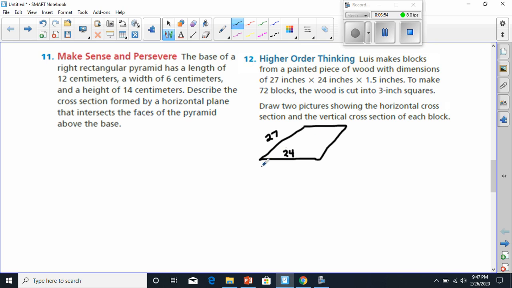And then it says 1.5, 1.5 inch. So this wood piece is going to kind of look like this. Now it says to make 27 blocks, the wood is cut into 3-inch squares. In other words, we're going to be cutting this into, let's see, well, if you divide 27 by 3, you get 9. And if you cut 24 by 3, you get 8. So there's going to be 9 slices this way.